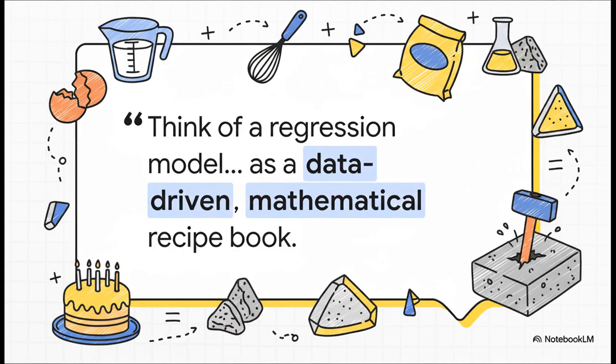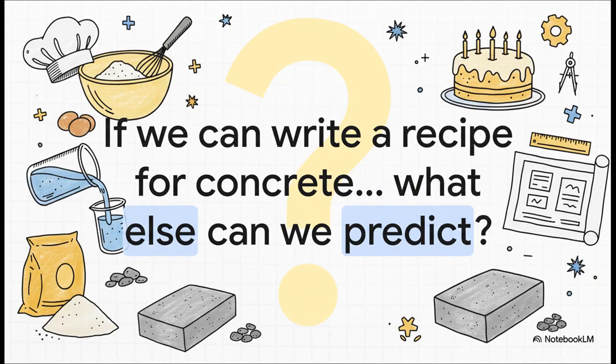So at the end of the day, this quote really nails it. A regression model is nothing more than a data-driven mathematical recipe book. It just takes all the guesswork out of the process and replaces it with a reliable formula that's built on cold, hard evidence from the past. And the really cool thing is, this whole way of thinking, this recipe idea, it doesn't just work for concrete. You can use it pretty much anywhere you've got data and a question you want answered.